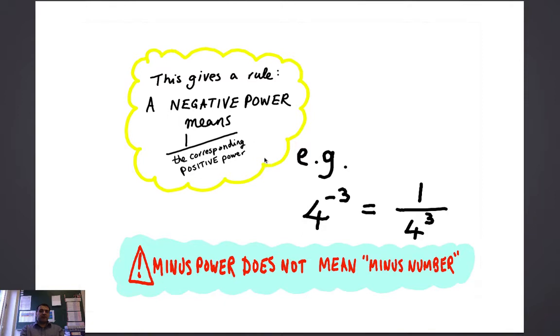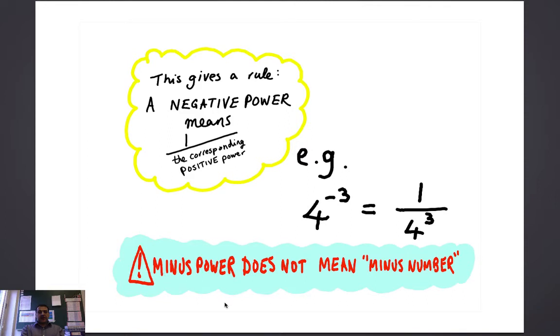So this gives us a rule. A negative power means 1 over the corresponding positive power. So for example, if you see 4 to the power of minus 3, that means the same as 1 over 4 to the power of plus 3. So a negative power just means 1 over the corresponding positive power.